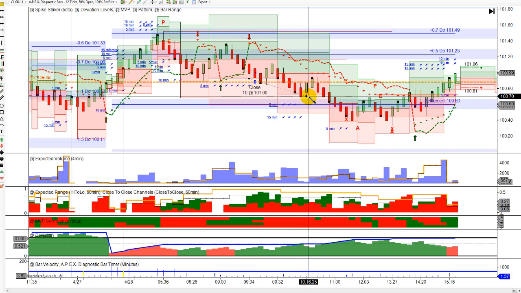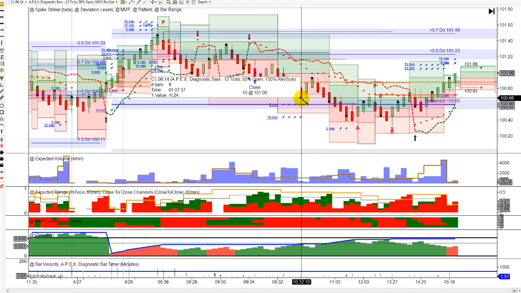And let's say it's right there. That's 24. That's 20 ticks. And that took about an hour to move 20 ticks.